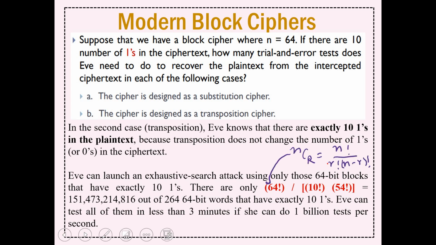We are basically using the formula, for people who have forgotten it from plus 12, a standard part of it. So the important thing we are observing is that by exhaustive search attack, the number of 64-bit blocks with exactly 10 ones is around 1514732148116. Suppose it has a very high speed of processing, like 1 billion tests per second, then it will only take about 3 minutes to check and find the final solution. So that is the difference between a substitution and a transposition cipher, and why we are focusing more on the substitution cipher.